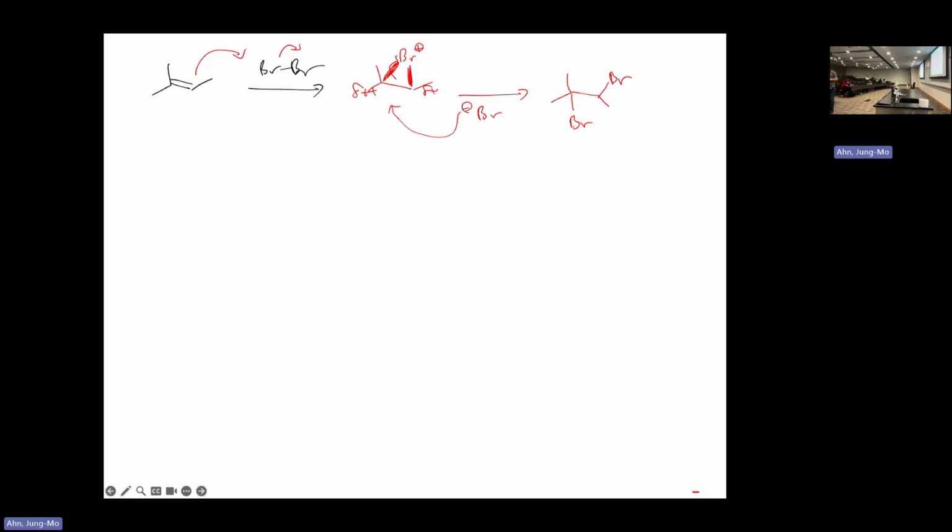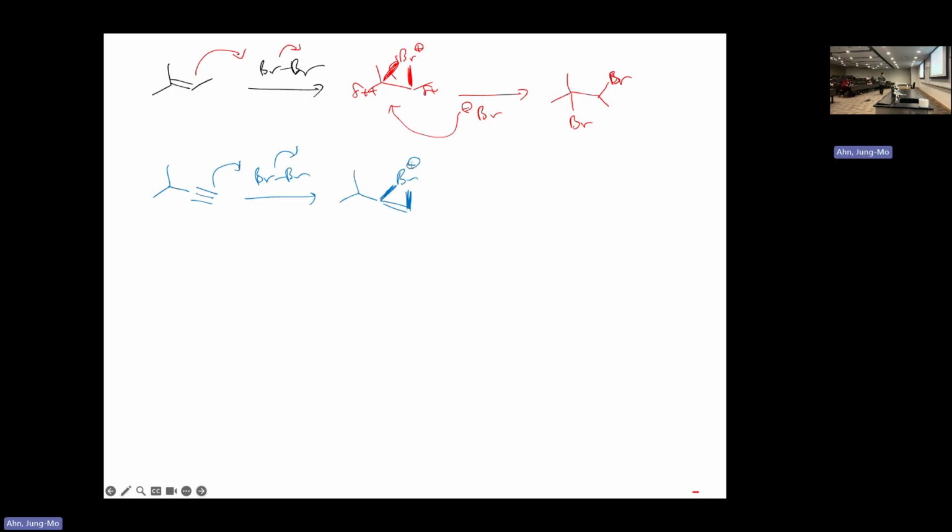Then the kicked-out bromide will come back and attack from the backside. When it attacks from the backside, it's going to attack the more substituted carbon, because the more substituted carbon is more electron deficient, with more carbocation character. So that way, the dibromide is trans because it's an anti addition.